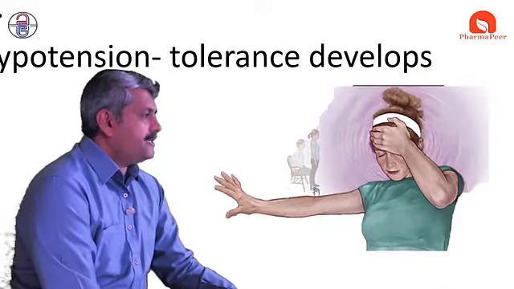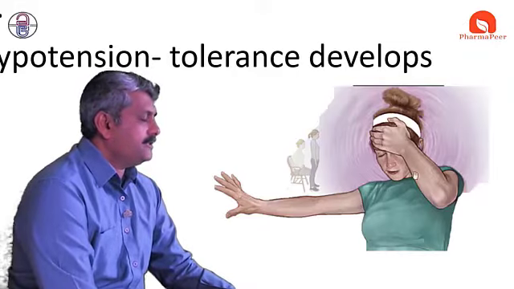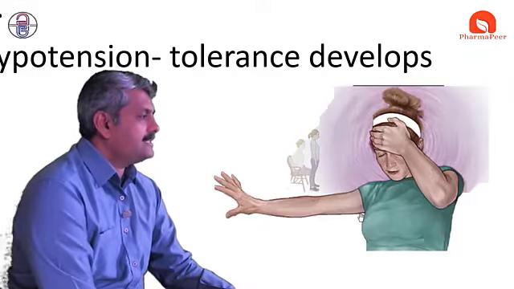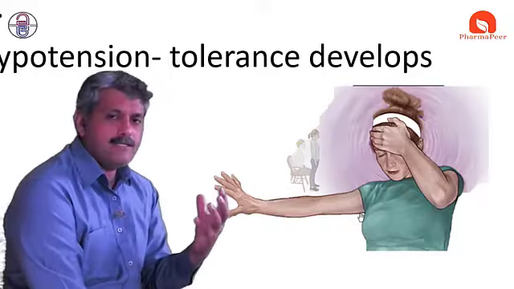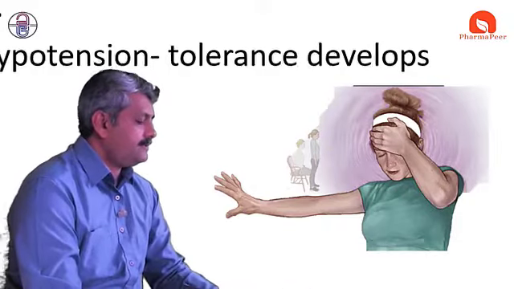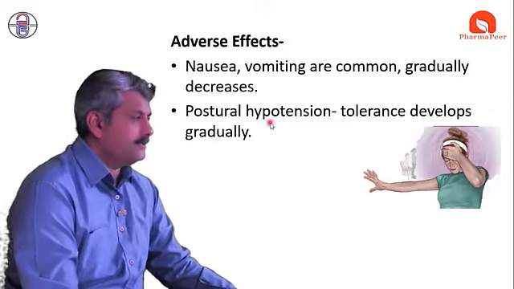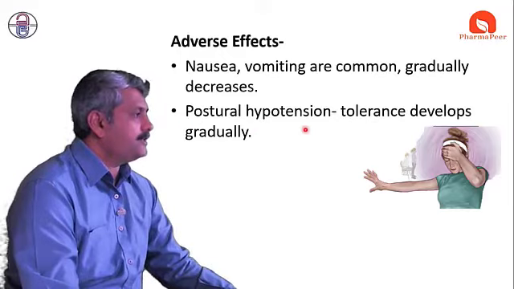Initially, this lady was seated in a chair. When she stood up, immediately she observed that she was having some vertigo. Why is this vertigo there? This vertigo is because of the postural hypotension.